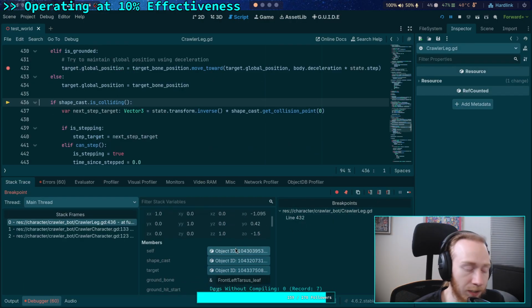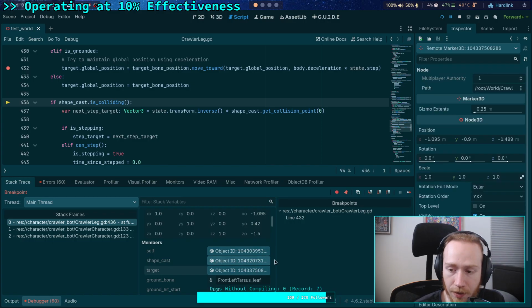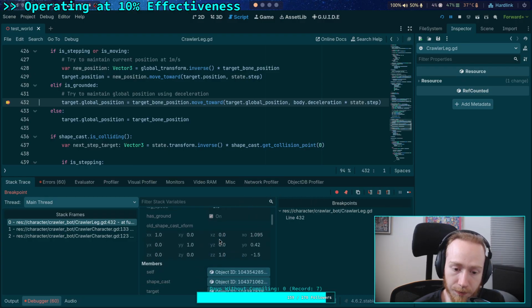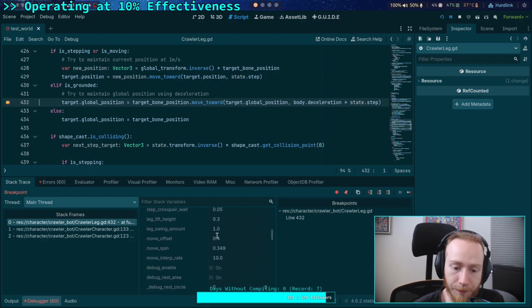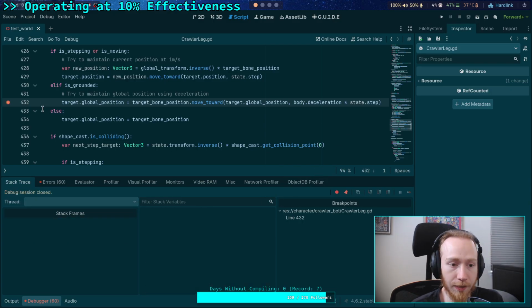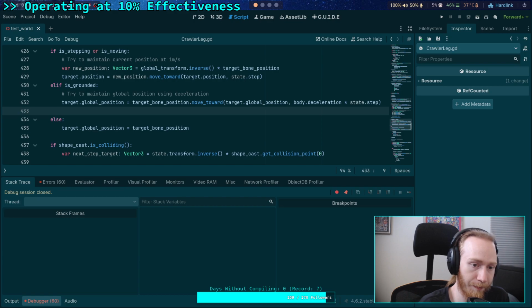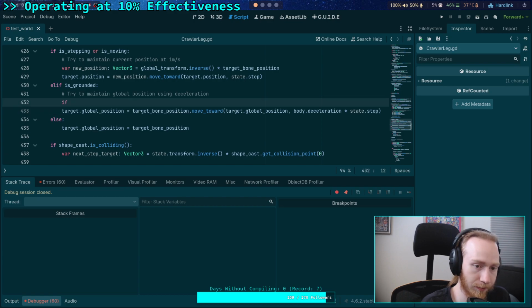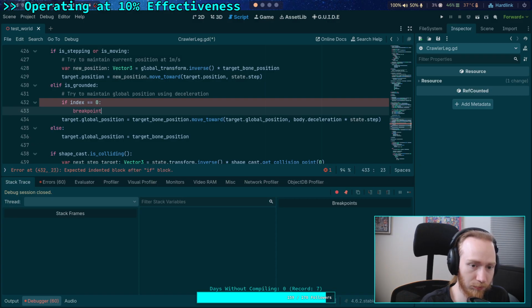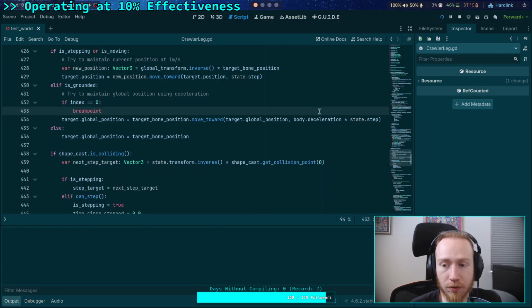So basically I expect the Y to increase a little bit as this goes. So instead of being like negative 0.9, it'll go to like negative 0.8 or something. So I guess I'll continue. Yeah, I think I just want to look at that.